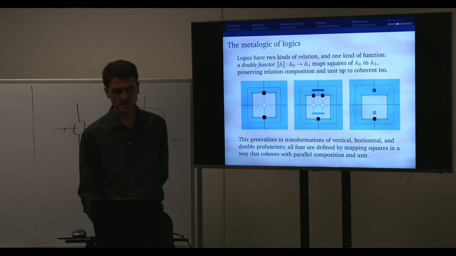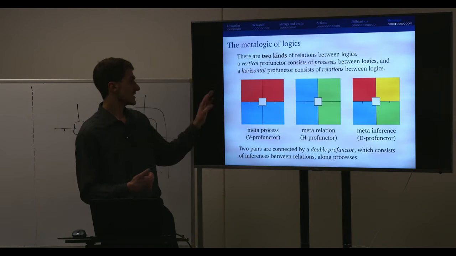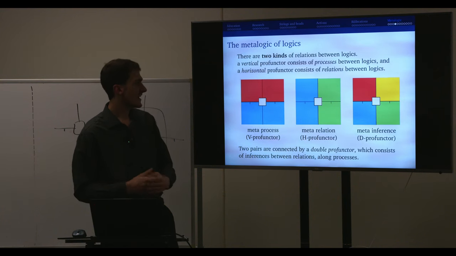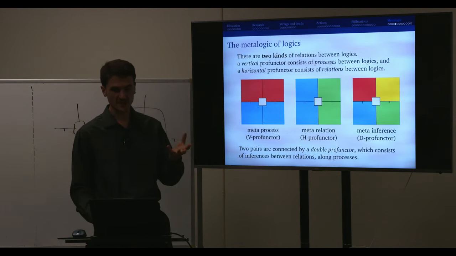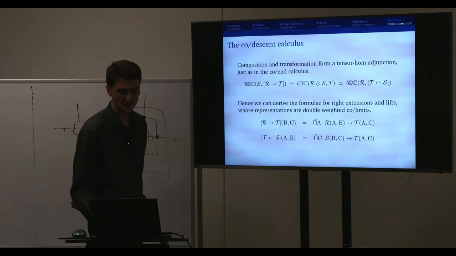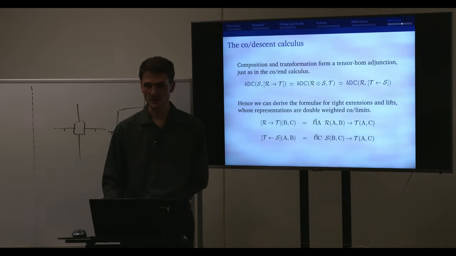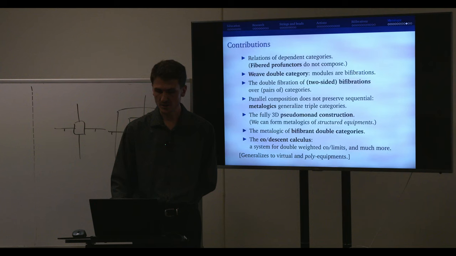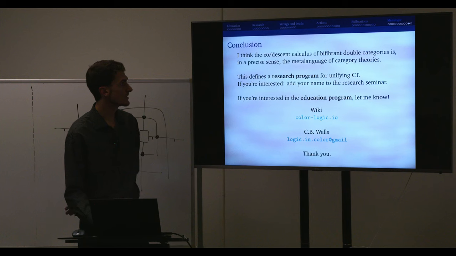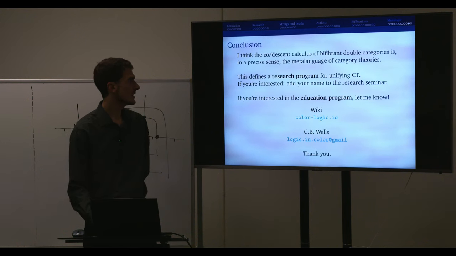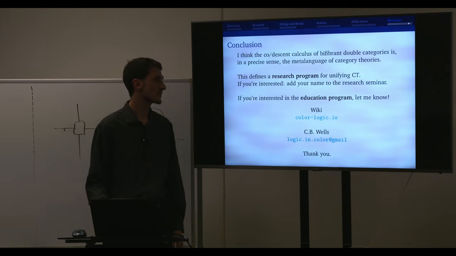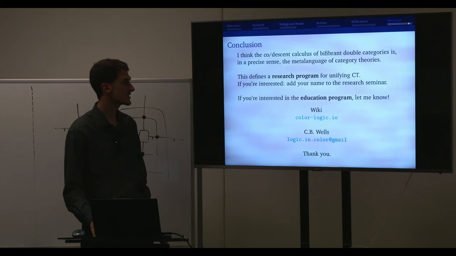Basically, I just want to emphasize that double categories have two kinds of profunctors, which are very different. I think therein lies much of the complexity of category theory. And the co-descent calculus is extremely powerful. And I would argue that in a precise sense, this language is the canonical meta-language of category theories. It defines a research program for systematically unifying much of category theory.